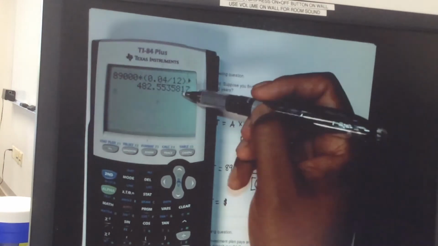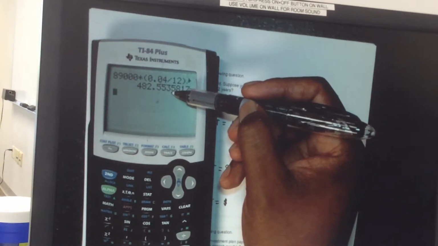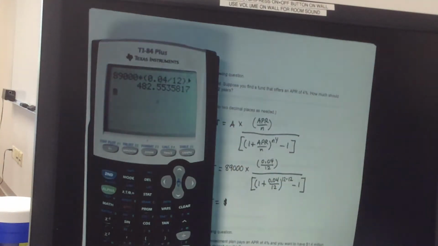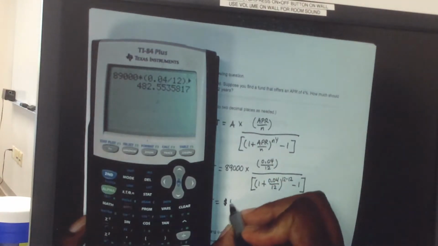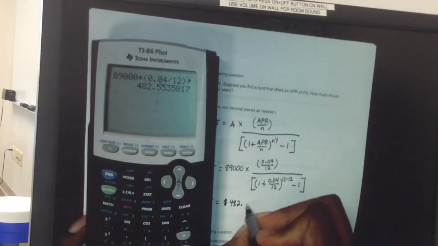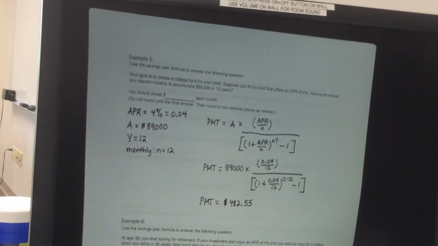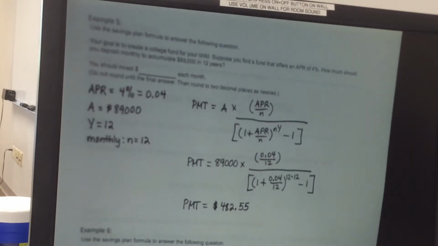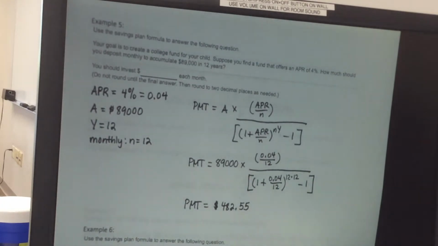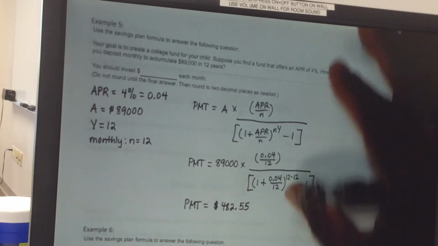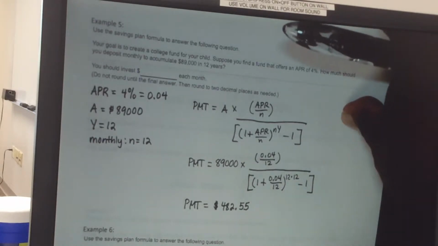So in this case here, to the nearest cent or to 2 decimal places, it will be $482.55. That would be, in this case, the monthly payment that we need to make in order to accumulate $89,000 in 12 years.